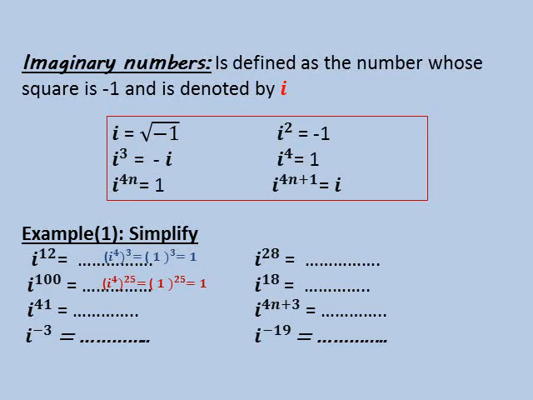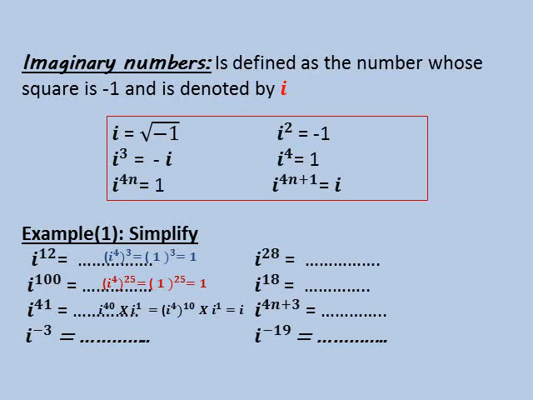i⁴¹. Who can say if 41 is a multiple of 4? No. Which number is near to 41 and a multiple of 4? Excellent, 40. So it will equal i⁴⁰ times i¹. i⁴⁰ is 1, times i. So i⁴¹ equals i.